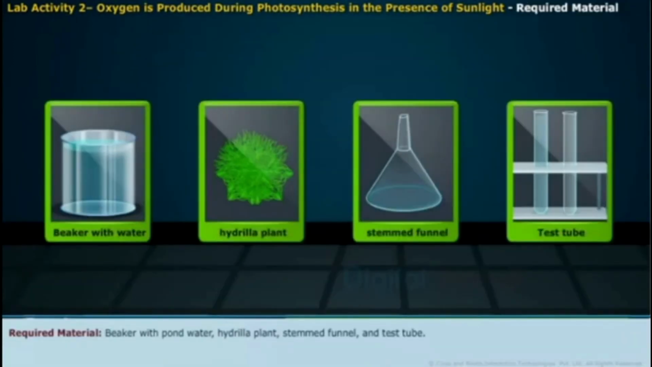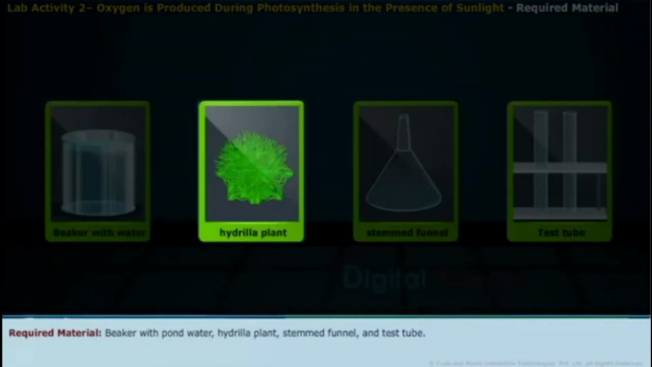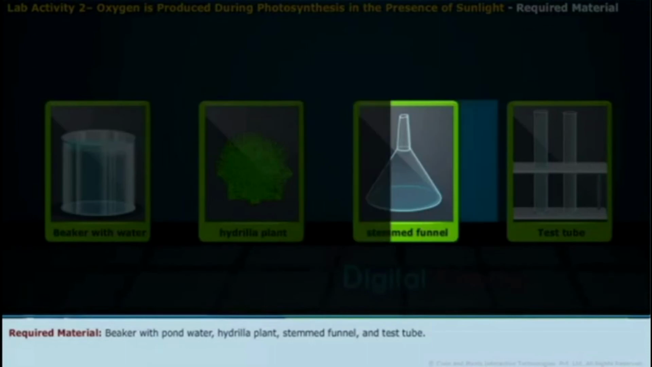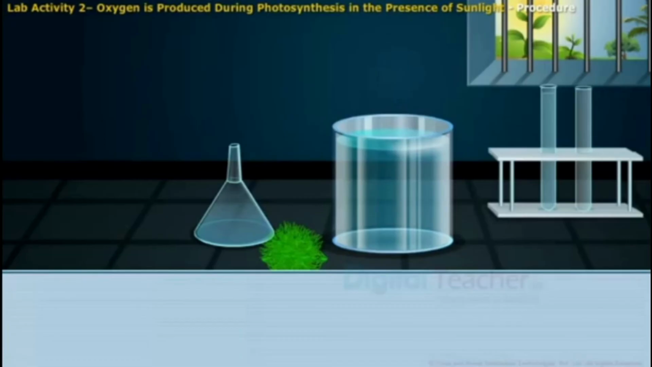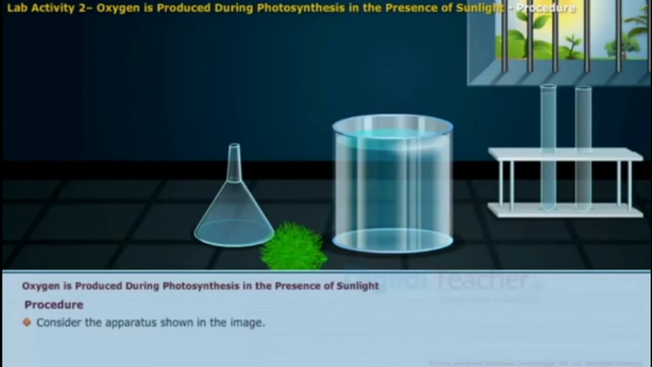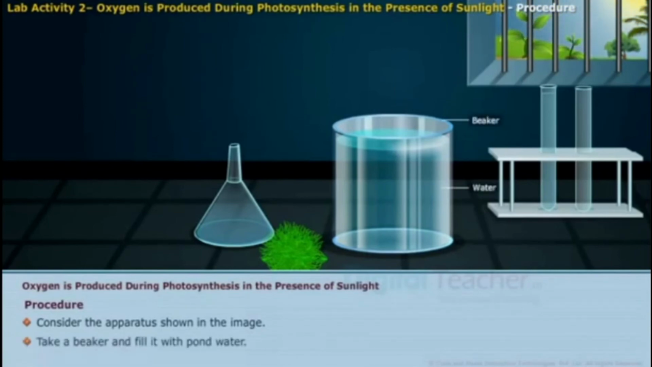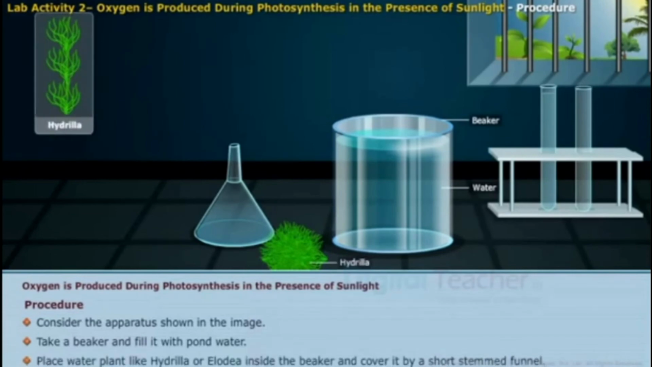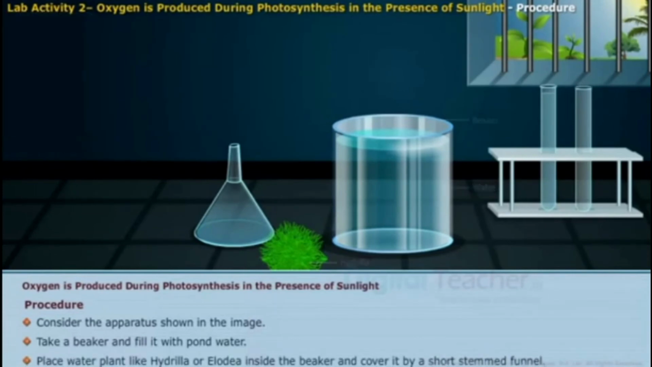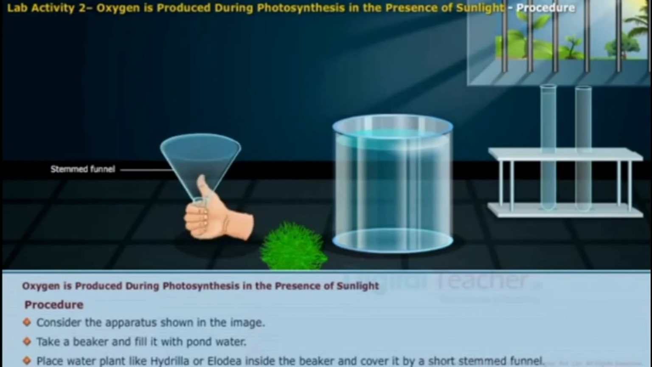The materials required for this activity are a beaker with pond water, a hydrilla plant, a stemmed funnel, and a test tube. Consider the apparatus shown in the image. Take a beaker and fill it with pond water. Place a water plant like hydrilla or elodea inside the beaker and cover it with a short stem funnel.